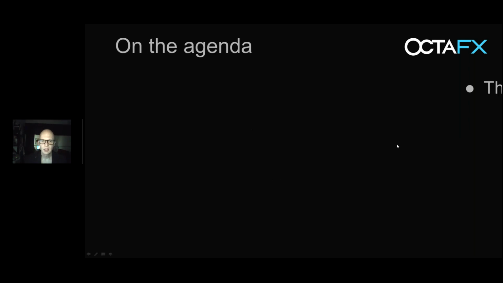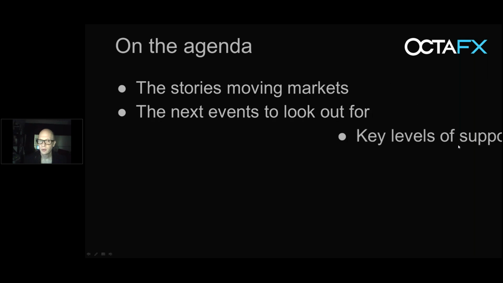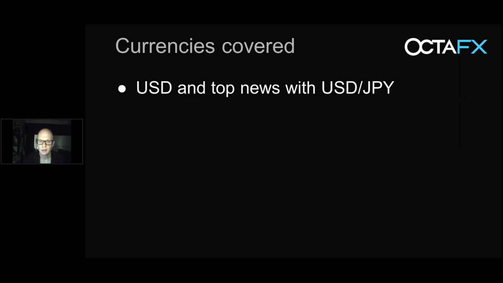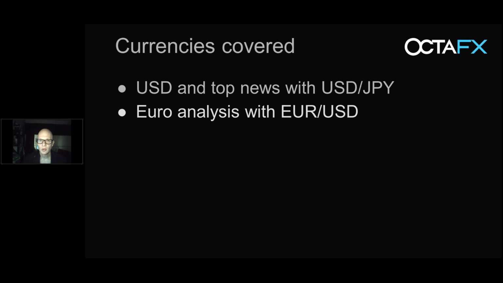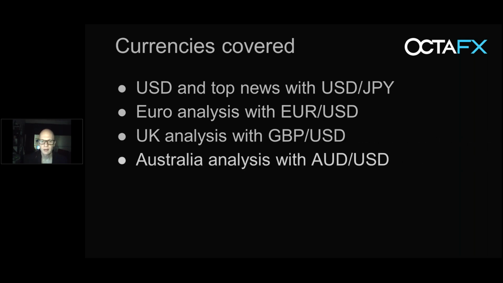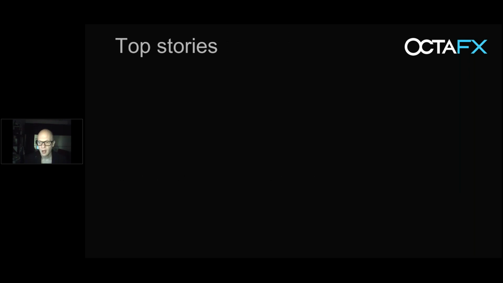So on the agenda today, as always, all the stories moving markets, the events to look out for. We have two big ones, the BOE and the non-farm payrolls, key levels of support and resistance, and we'll do it for all major currencies. When we focus on the dollar, we'll discuss dollar yen, and we'll move to the world's most popular currency pair, euro-dollar, continue with the pound ahead of the BOE. We'll preview that, discuss the Australian dollar and the Canadian dollar towards the end, two commodity currencies.